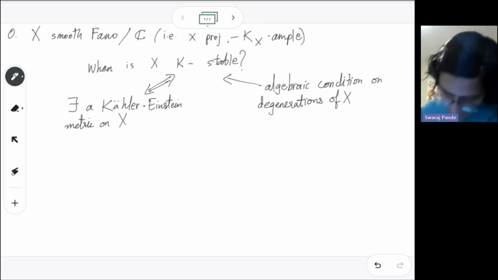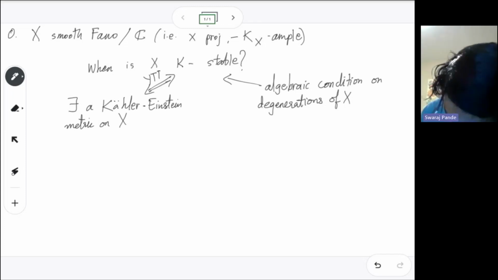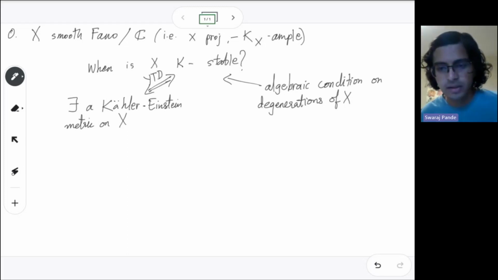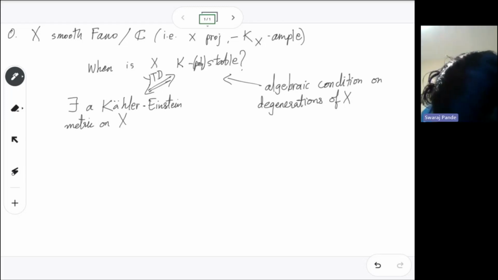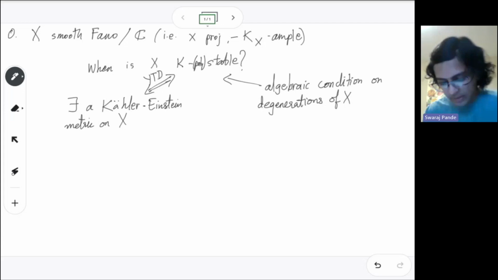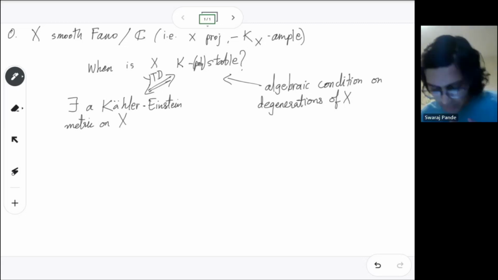So this was the content of the famous Yau-Tian-Donaldson correspondence, which was a conjecture and is now a theorem. It is almost true if I add the word poly, which is again some slight modification of K stability. So there is an algebraic condition on the degenerations which is equivalent to the existence of Kähler-Einstein metrics. So that's one reason why this question is interesting.